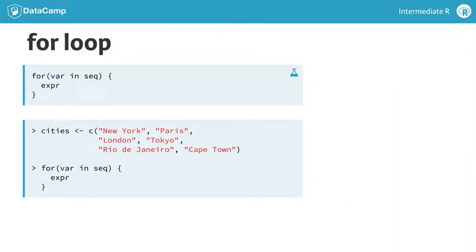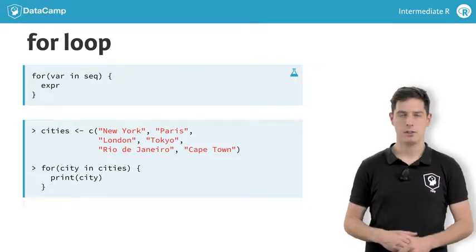Inside the parentheses, we write city in cities, meaning that we want to execute the code in the expression block for every city in cities vector. We'll simply replace the expression by a simple print statement for starters. How does R handle this code?